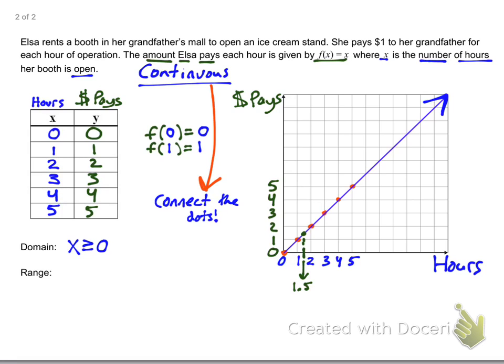Domain is everything greater than or equal to 0, so I can just write that. If you prefer the other notation, you can say [0, infinity). We call that interval notation. It looks like that. And range is y is greater than or equal to 0. Again, interval notation there looks like that.